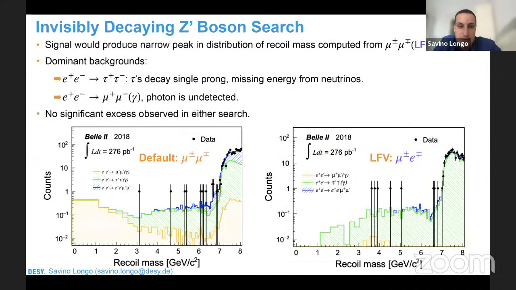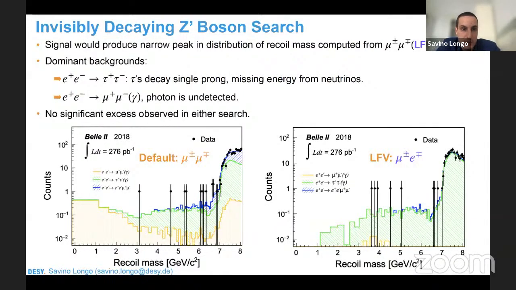So the search then, we select events with two tracks that are either identified as muons or identified as a muon and electron, and also missing energy in the event. And the way we search for a signal then is we look into the recoil mass computed from these two tracks. This is what's shown on the slide. On the left, this is showing the recoil mass for the dimuon search, and on the right is for the lepton flavor violating search, where we have a muon electron final state.